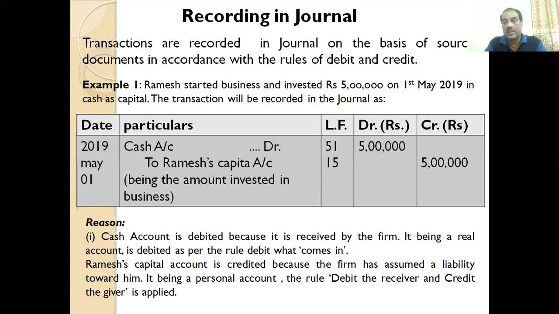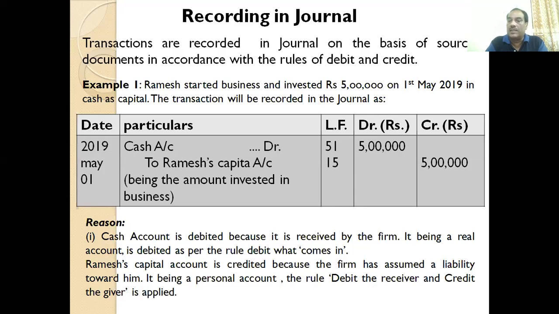So we have written "To Ramesh capital account". And then we have given a brief narration: being the amount invested in the business. Why is it to be credited? Because this amount is invested in the business by Ramesh. So here we have credited Ramesh. Why? What is the reason? So we have written the reason behind it.